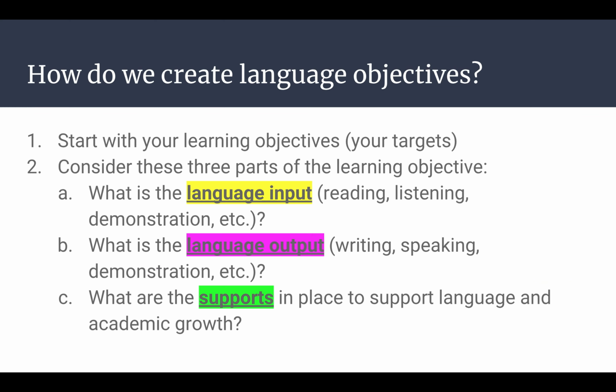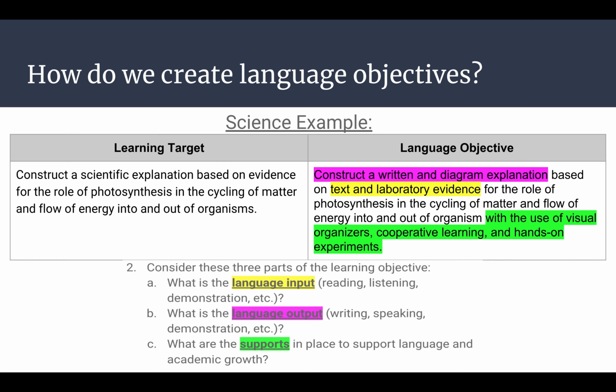How do we create a language objective? Start with the learning objective. What is the goal for student learning and performance in class? Consider these three parts of the learning objective. Language input: what is the language they will be receiving and interacting with? Language output: what is the expected language output, the writing or speaking that we expect? And lastly, what supports are in place to support that language and academic growth is occurring?